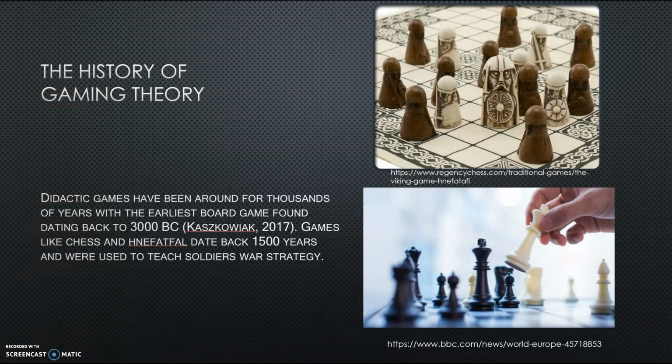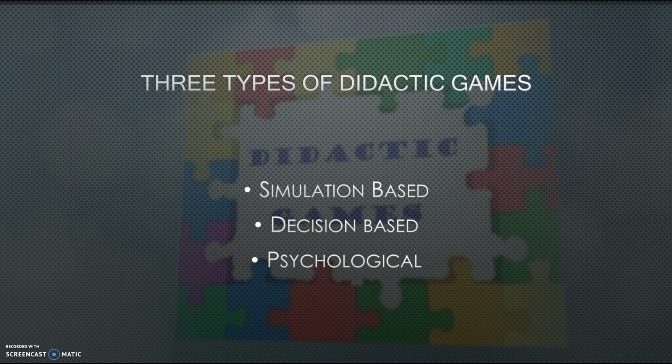History of gaming theory. So didactic games, or games that are intended to learn something, have been around for thousands of years, with the earliest board games being found dating back to 3000 BC. Games like chess and Nefertafel date back 1500 years, and they were used to teach soldiers about war strategy. There's 3 types of didactic gaming: simulation-based, decision-based, and psychological.